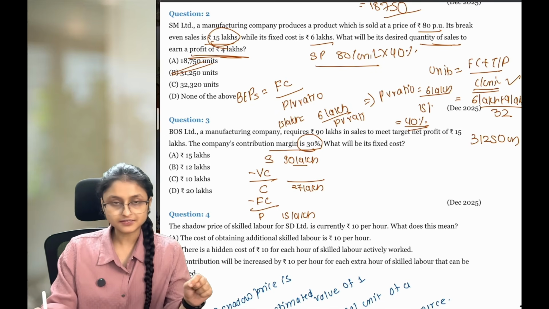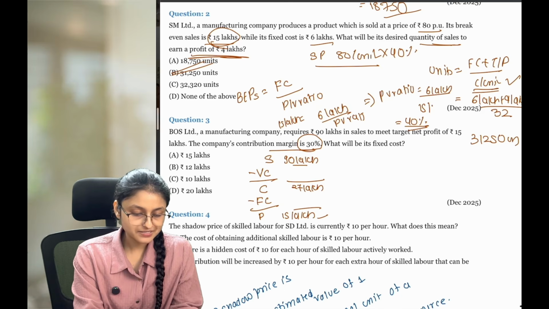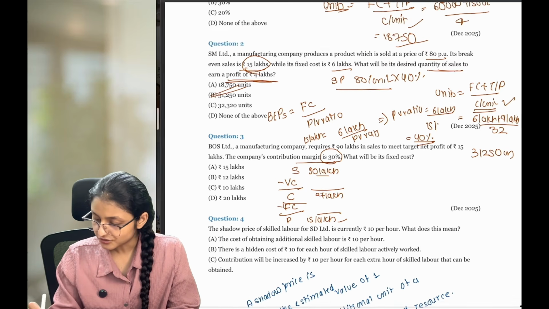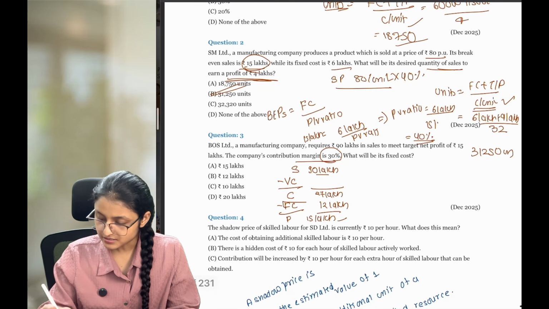So if 27 lakhs is my contribution and 15 lakhs is my profit, then what is going to be the fixed cost? 27 minus 15. 12 lakh is your fixed cost here, and that is what is asked in the question. Option number B is the correct answer.